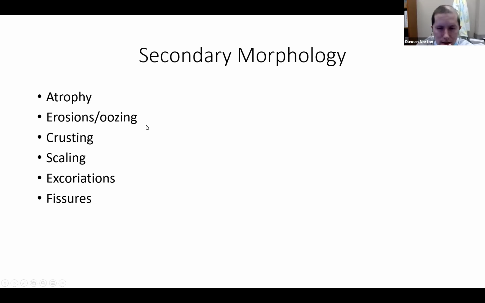And then we get into the secondary morphology. So do you have atrophy of the skin itself? Is it thin? Is the subcutaneous tissue underneath it atrophied? Do you have erosions or oozing coming from it? Do you have crusting? Is there a scale? Is it just a single scale or multiple scales? Do you have excoriations? Do you have fissures? So those are important to know. All right, now that we have our lingo down, per se, let's start talking about some of these rashes.